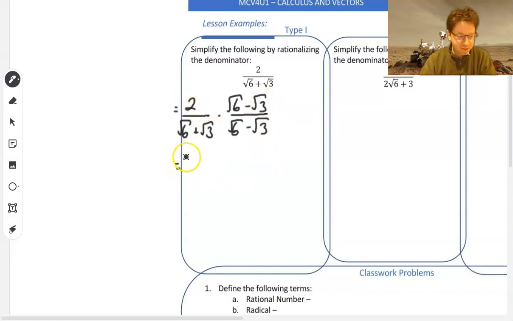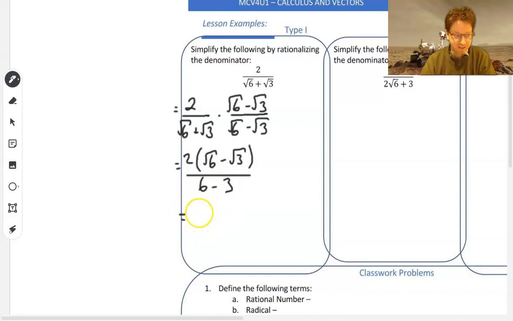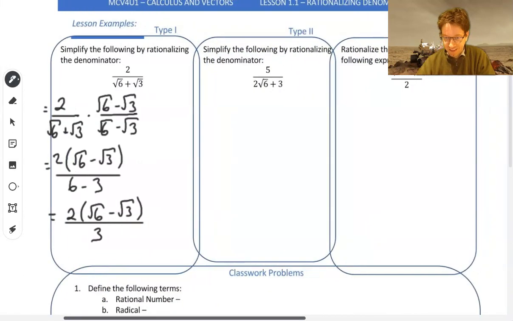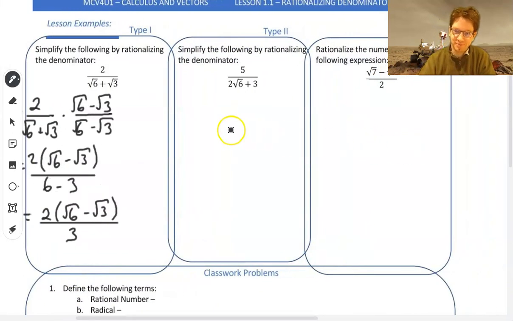So on the numerator, we just get 2 times root 6 minus root 3. And on the denominator, you've got your difference of squares, so you have 6 minus 3. All right, that's it. All we'll do is just simplify a little bit there. Can't really simplify the numerator. But the denominator we can certainly simplify. There you go. Done. Not so bad. Let's try the second one.